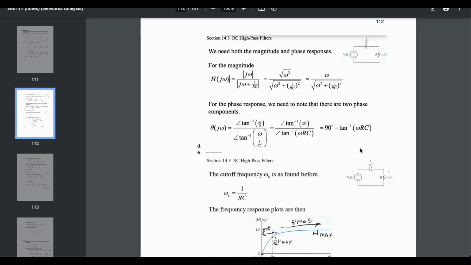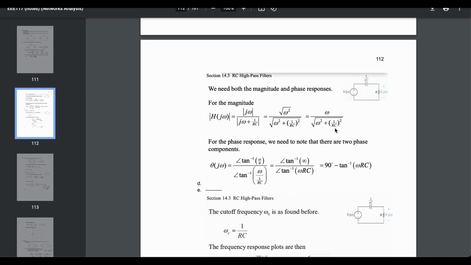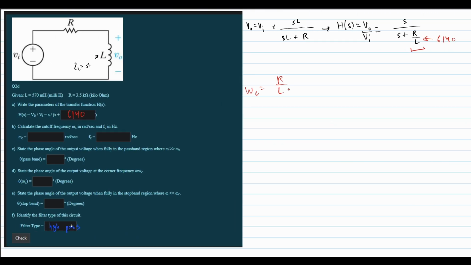And we have kind of an example in the notes linked below the like button, where it looks like this. We have the omega C equal to 1 over RC. That's for capacitance. It's because it's written a little bit differently here. And we can see that right there. So we already found our R over L. This is 6140. And so that means our omega C is 6140 rads per second.